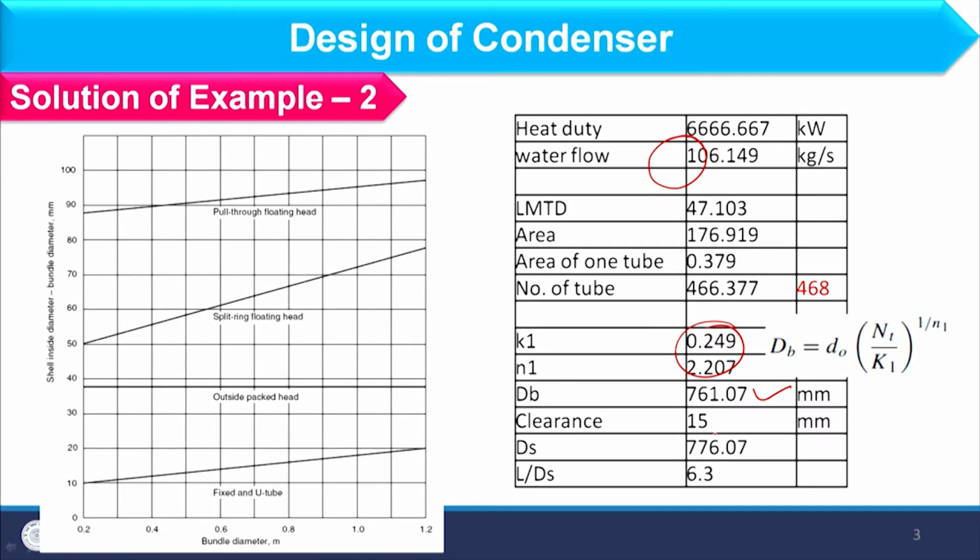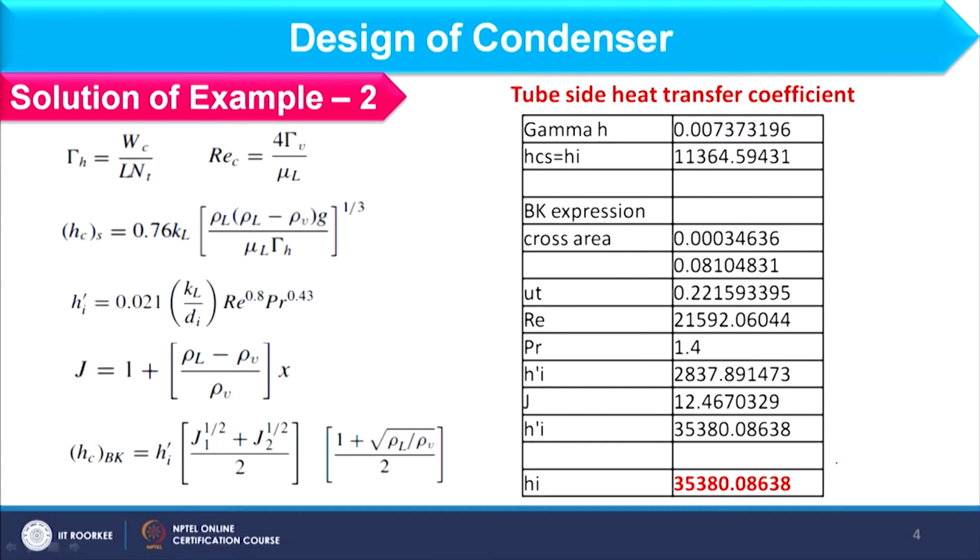So, considering bundle diameter as 0.76, it will lie somewhere here, and you can see the value of clearance, and that should be equal to 15. Okay. Then we can find out shell diameter, and finally we can find out L by D ratio, which is within the limit. So, this condition is satisfied. Now, once I am having correct L by D ratio, we have to find out heat transfer coefficient in tube side as well as in shell side.